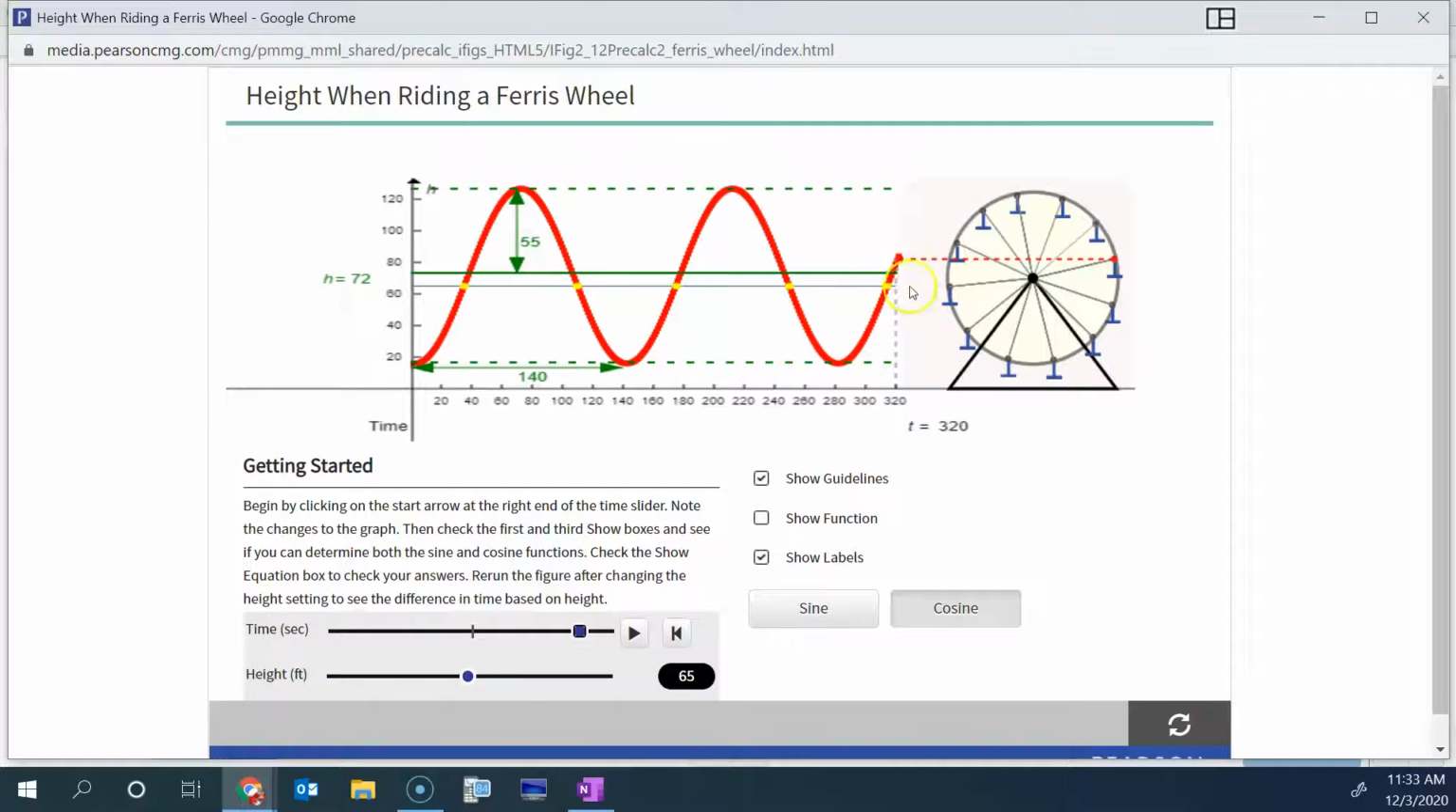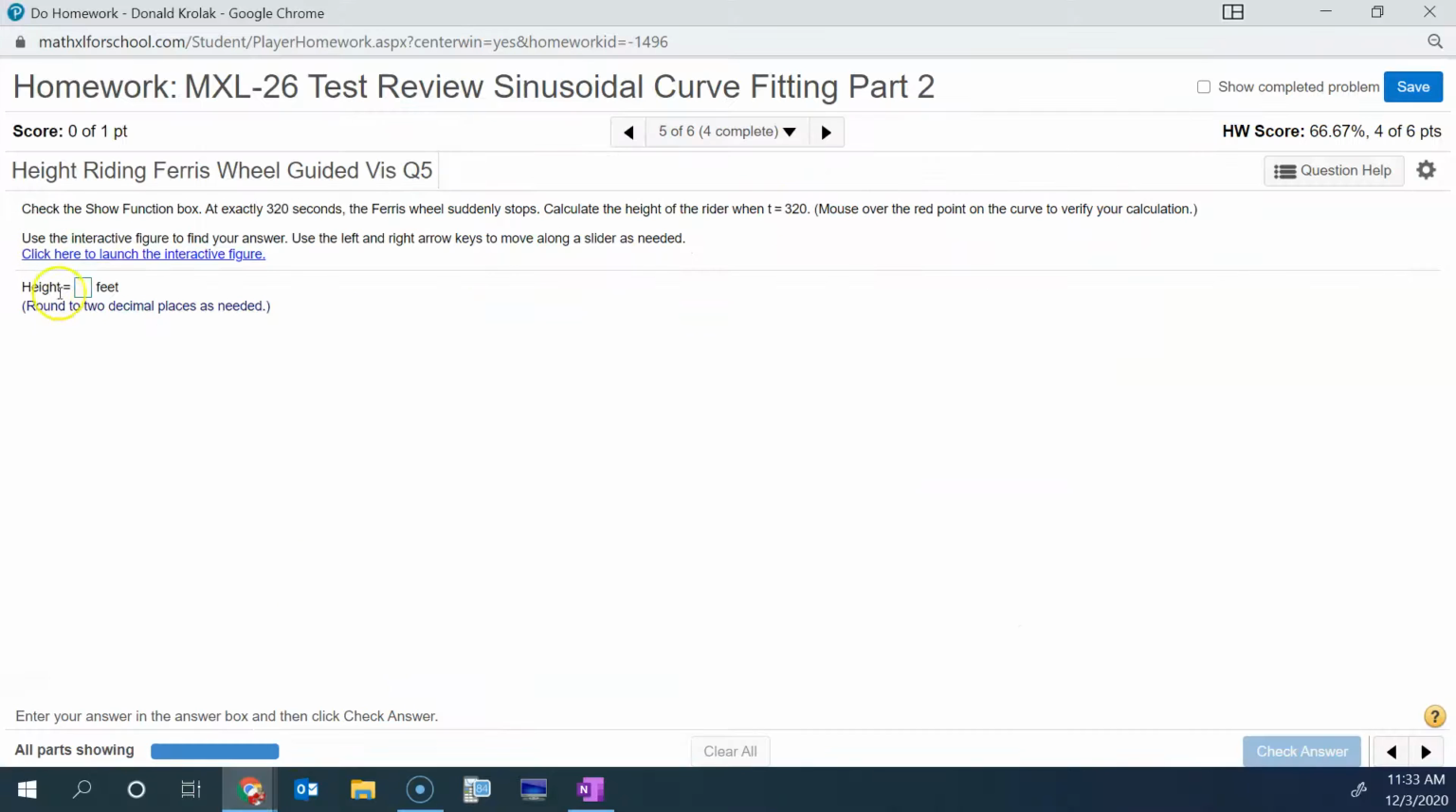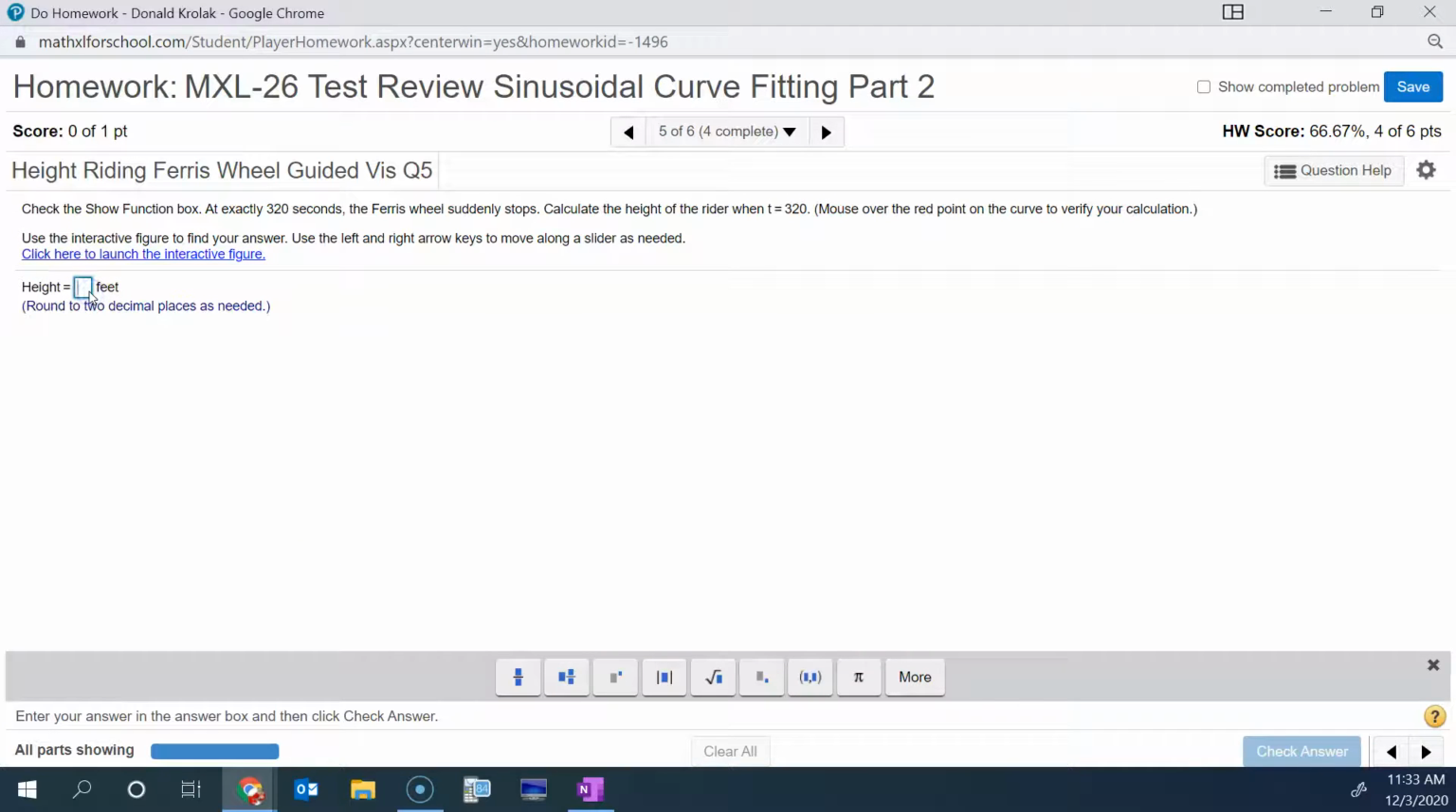So that's my, right here, I'm going to go to the very end. That's my height. At 320, I'm at 84.24 feet. That's my height. 84.24.